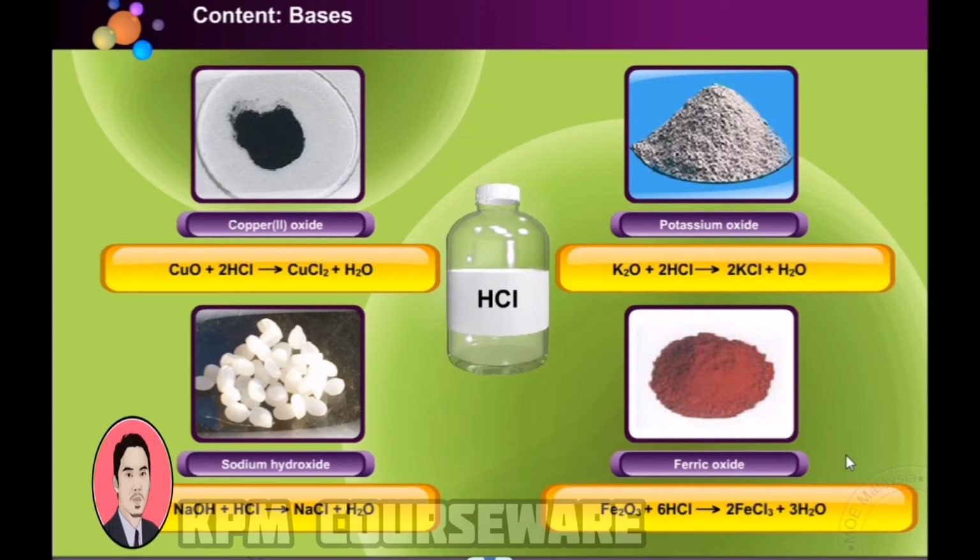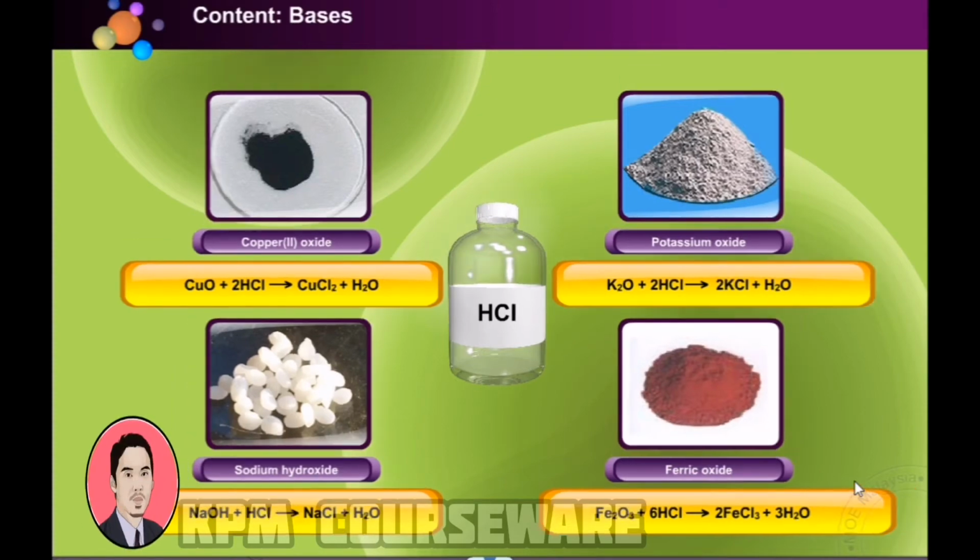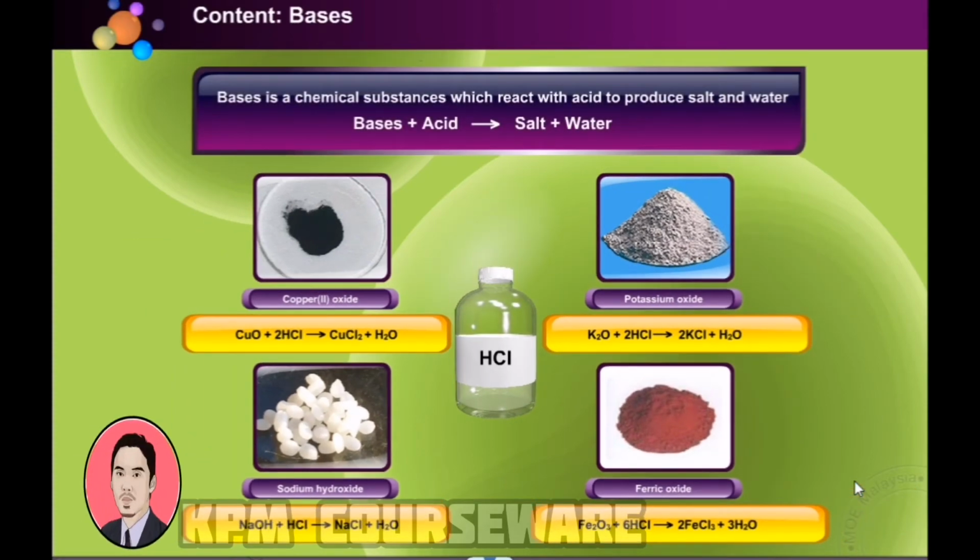Look at the equations. Copper oxide, sodium hydroxide, potassium oxide, and ferric oxide react with acid to produce salt and water. From the equations, what can you say about bases? Yes, a base is a chemical substance which reacts with acid to produce salt and water.